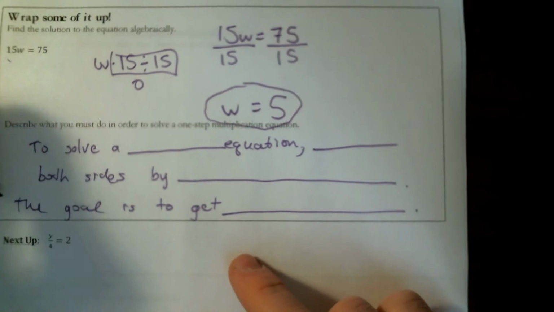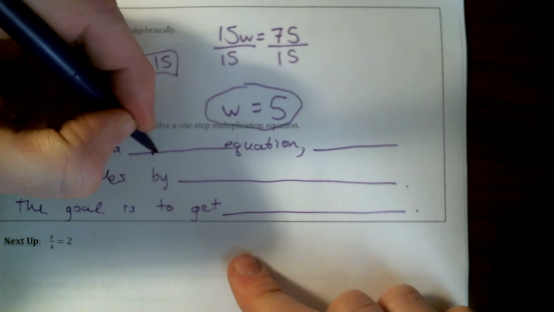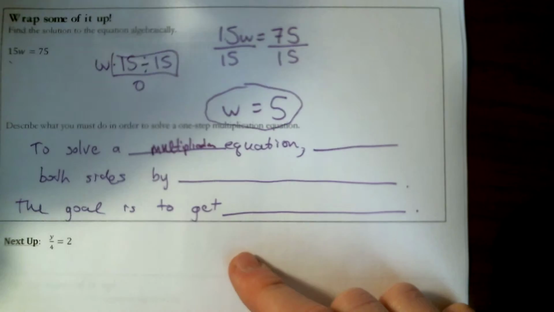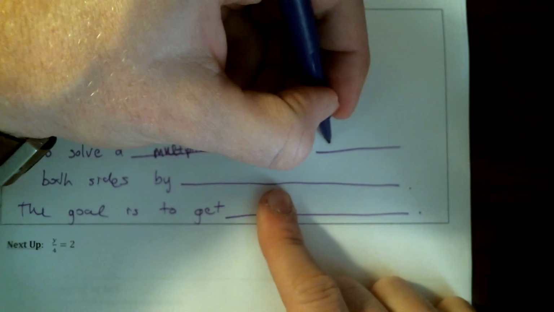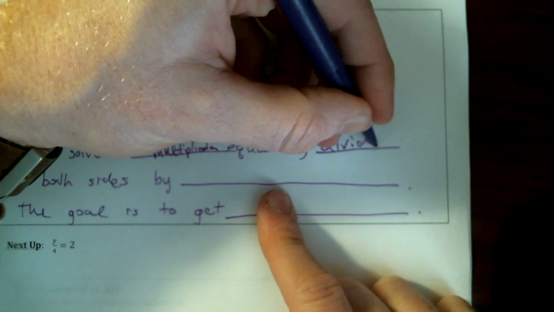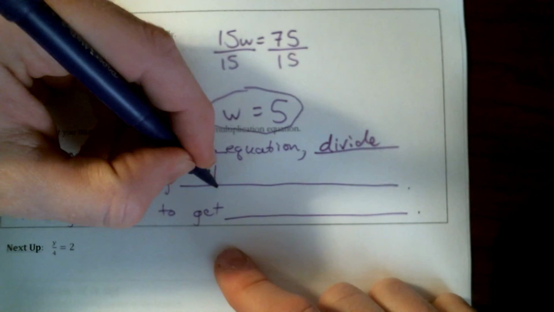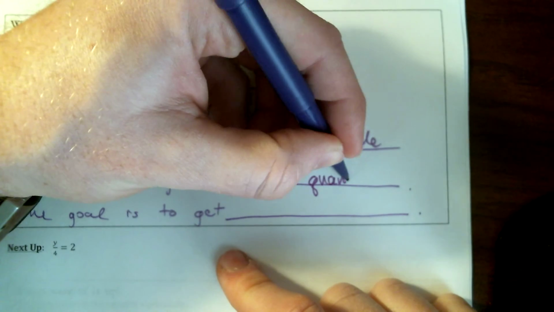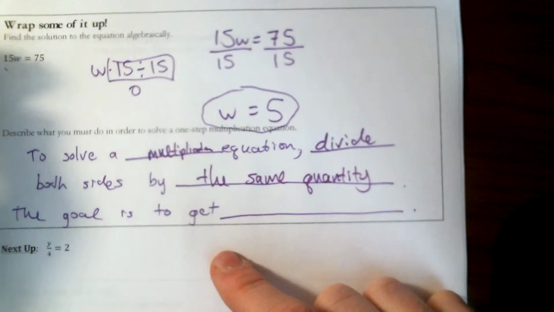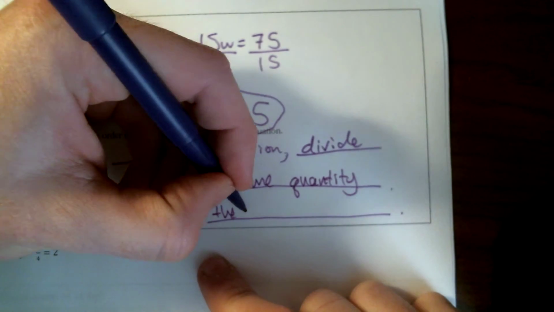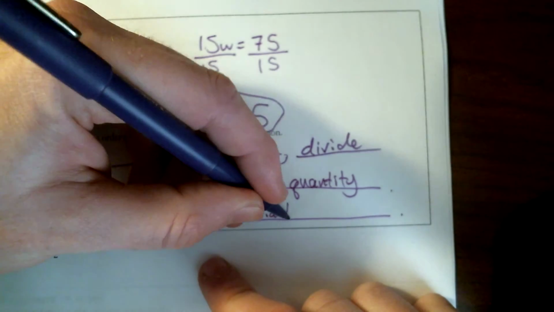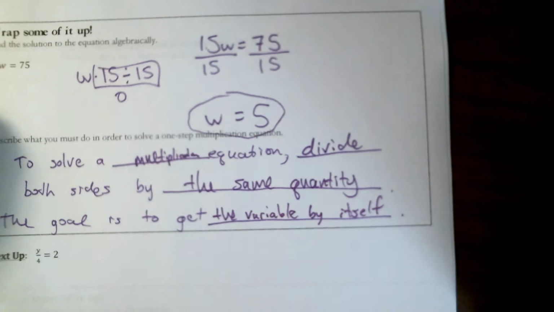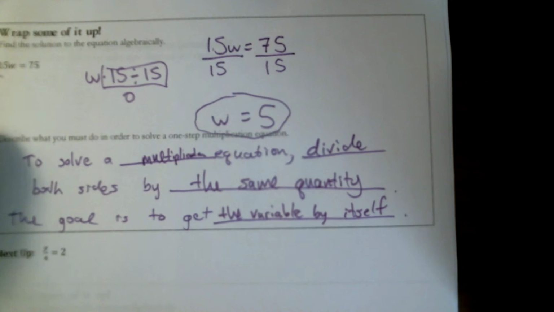So let's go ahead and check and see. To solve, we are solving multiplication equations. To solve a multiplication equation, divide, that's what we did, to both sides. Divide both sides by the same number, or the same quantity would maybe be a better vocabulary word we could use. The goal is to get the variable by itself. So that's our wrap up of multiplication equations.